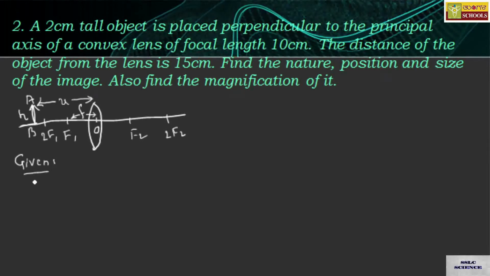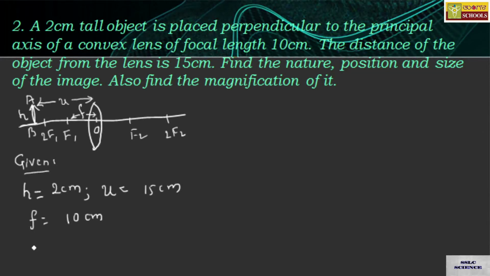Here H, the height of the object, is equal to 2 centimeter. Keep it, I will use that later. We have the object distance U equal to 15 centimeter, and we also have the focal length F equal to 10 centimeter.